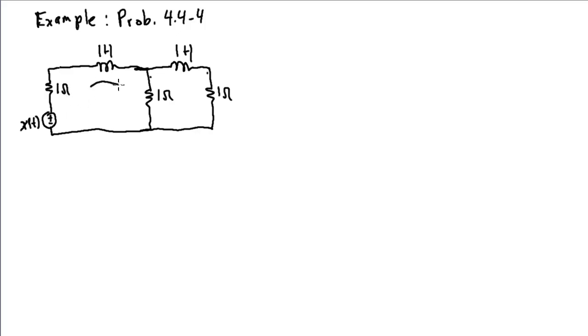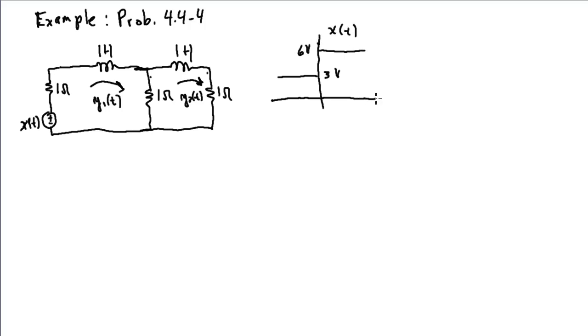And in this problem, we're interested in finding the currents in both of these meshes, so y1 of t and y2 of t, with these both assumed to flow in the clockwise direction. We're not given the initial conditions. Instead, we're told that the input voltage is 3 volts for all t less than 0, and then jumps to 6 volts at t equal to 0, and is 6 volts for all t greater than 0. We're interested in solving for y1 and y2 for all t greater than 0.